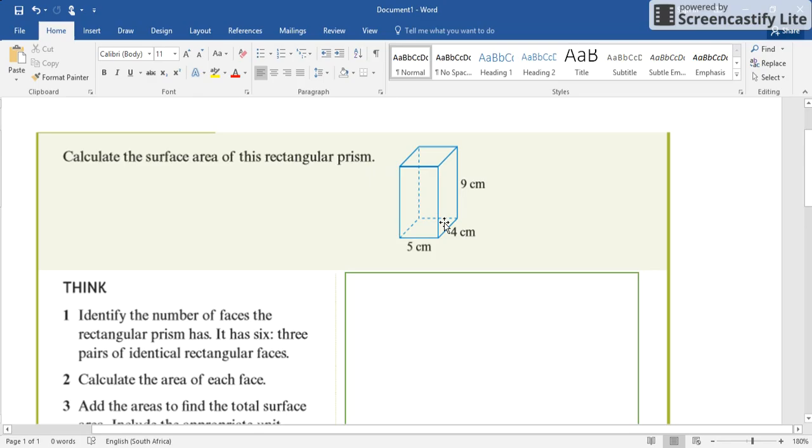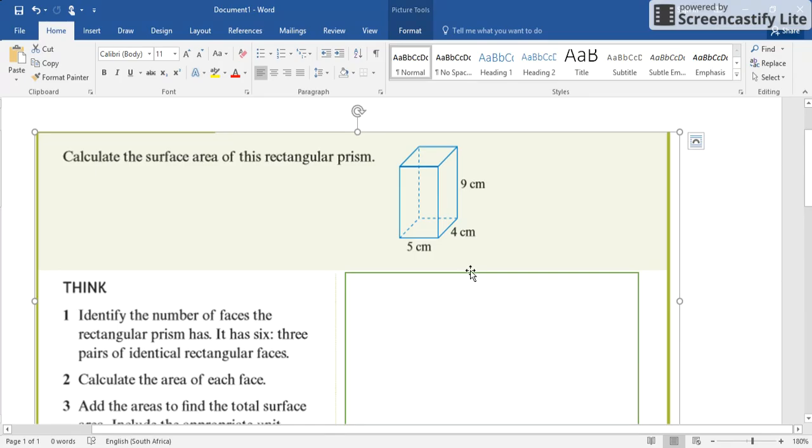Okay, so first of all, it says identify the number of faces the rectangular prism has. It has 6, 3 pairs of identical. And that's what's really going to help us when you're working things out. We don't have to work it out 6 times because we know that that is the same as the back one. And this side one is the same as that side one. And this top is the same as that bottom. So that really helps us.